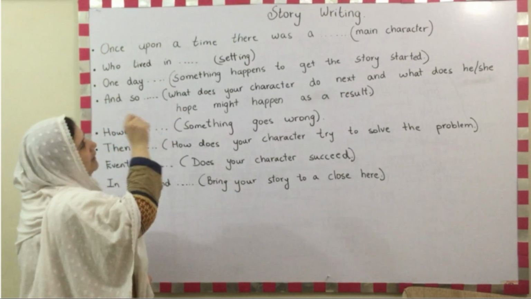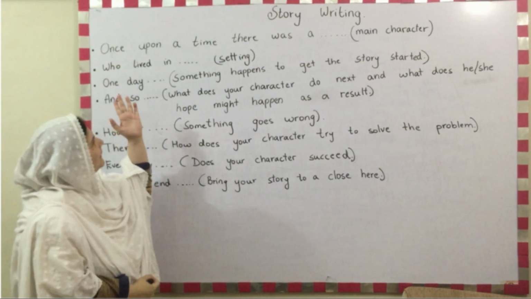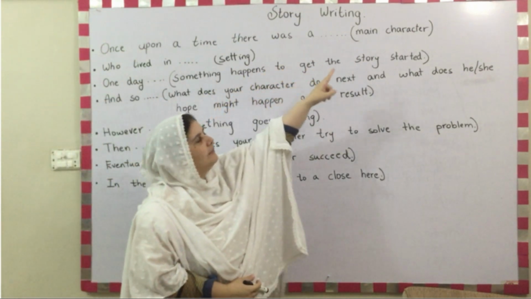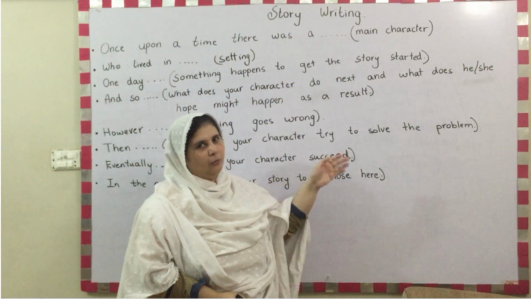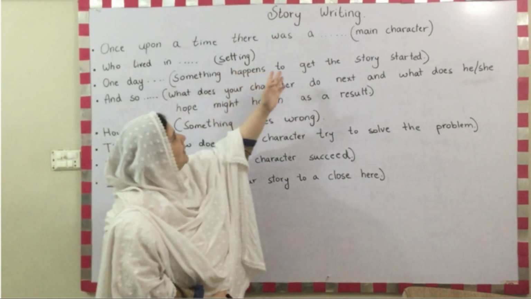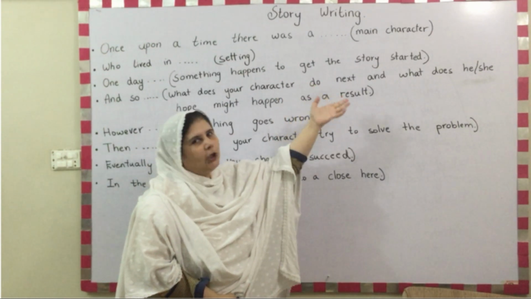Once upon a time there was a... In the beginning of our story, we usually begin with once upon a time. Here, "there was a," we describe our main character. So if you are taking the example of Cinderella, we will say once upon a time there was a little girl called Cinderella, or there was a little beautiful girl called Cinderella.